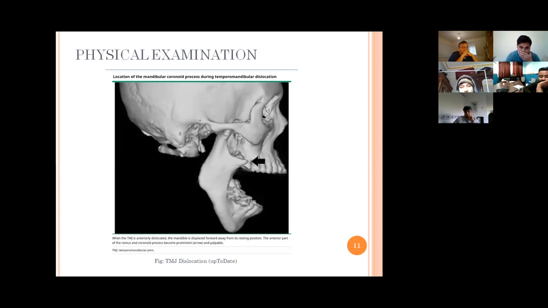This is a picture representing TMJ dislocation. Here we can see that the condyle of the mandible has been displaced anteriorly in front of the articular eminence.